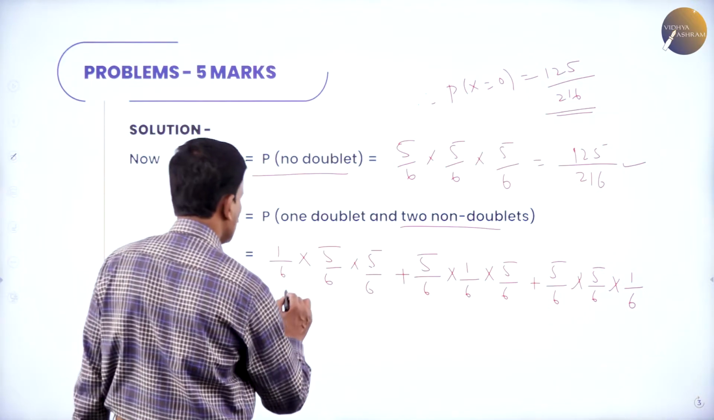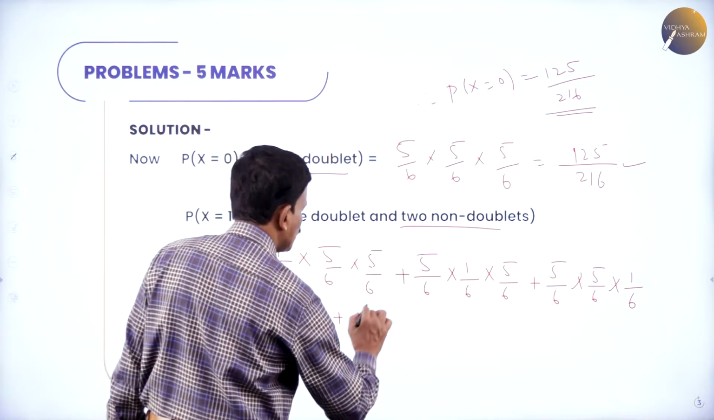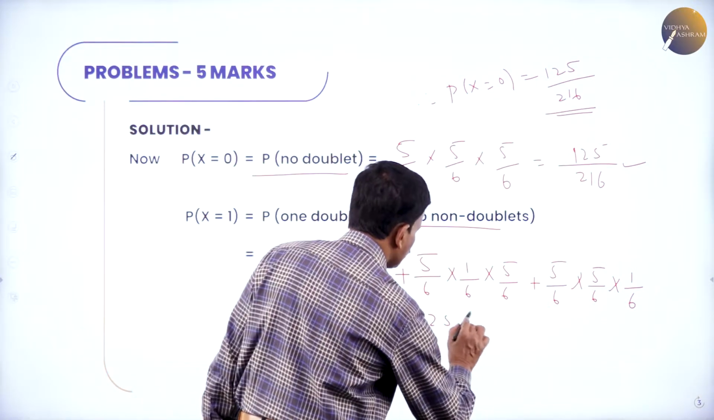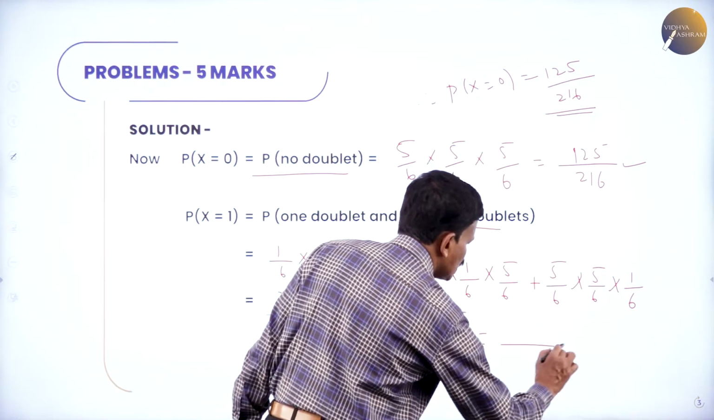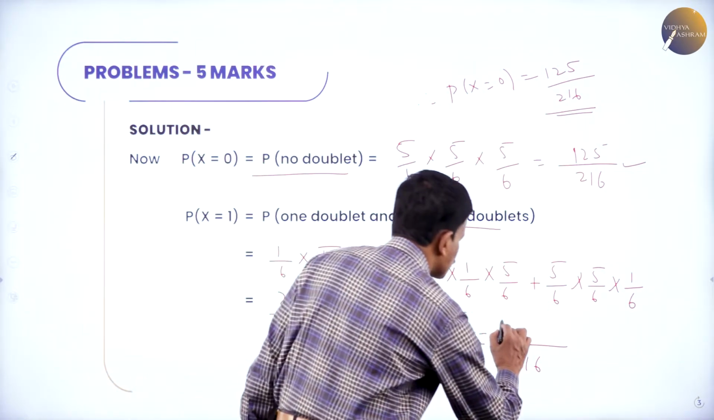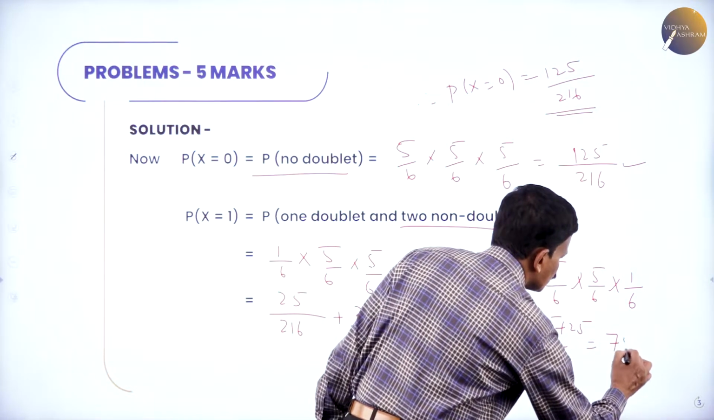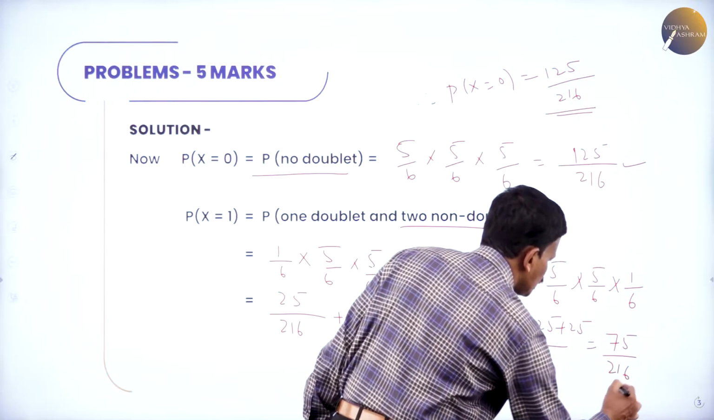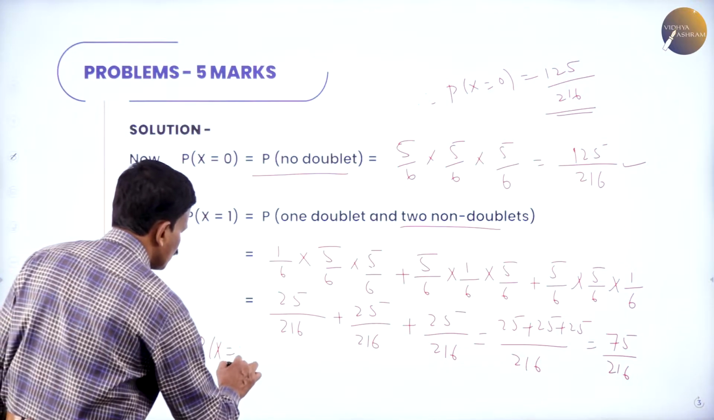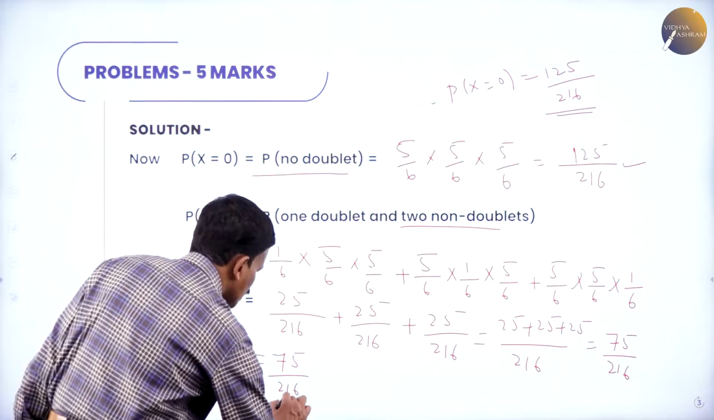So if you multiply this, 5 5s are 25 divided by 216 plus 5 5s are 25 divided by 216 plus 5 5s are 25 divided by 216. Take LCM 216. 216 is the LCM. 25 plus 25 plus 25 is equal to 75 divided by 216. So therefore the probability when x is equal to 1 is 75 divided by 216.